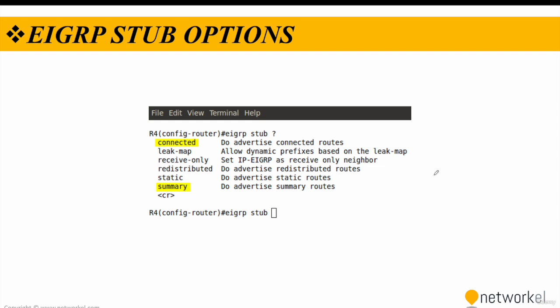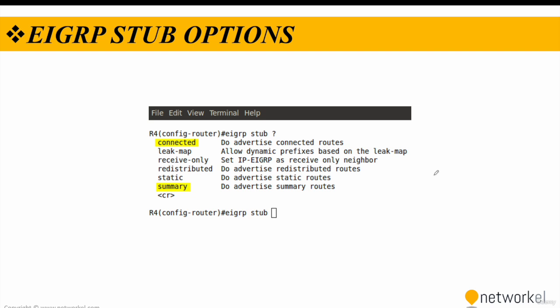However, for this to happen, you need to configure summary routes on this stub router. If you do not configure any summary routes explicitly, the stub router will not advertise any summary routes. So you can override this setting. You can customize what a stub router can advertise by specifying the options with the EIGRP stub command.